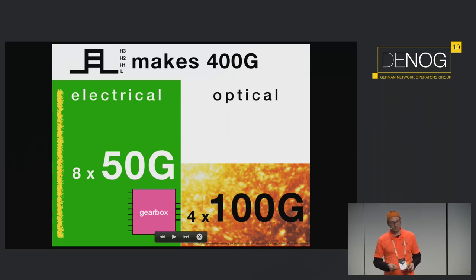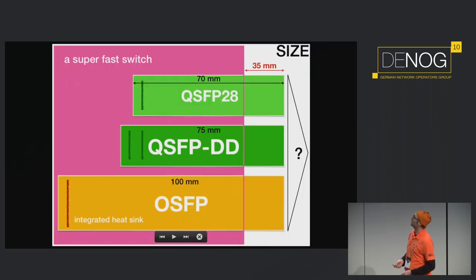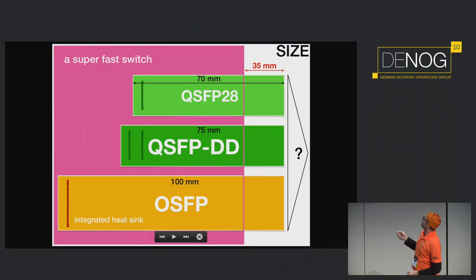Now, in terms of the form factors, what we will see there in the future, I also brought an example with me. That's a QSFP-DD, the second one. So we already know the QSFP-28, it's a 100 gigabit transceiver, and the next 400 gigabit one is the QSFP-DD. It's slightly longer than the QSFP-28, but it has some really nice advantage. They are compatible to each other.